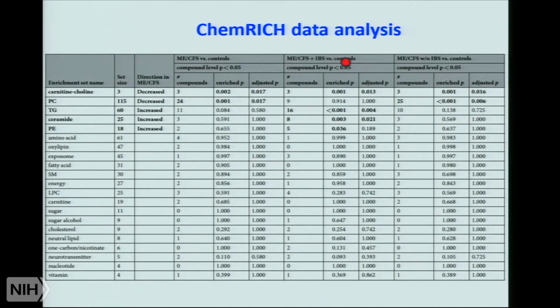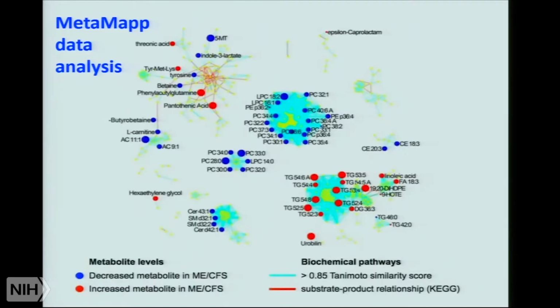Then we also looked into how this is confounded with IBS, because a lot of ME/CFS patients also have IBS, so we need to distinguish whether it is specific to ME/CFS or systemic across IBS as well. We can refine this, and we see that the TGs and the ceramides are still different, for example.